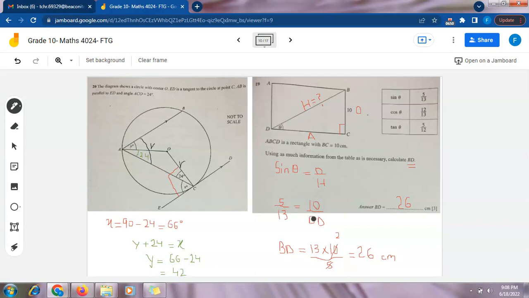Now since we have to find the value of BD, we will use the cross multiplication technique. BD will be shifted over here, and BD will be multiplied with 5, and 13 will be multiplied with 10. Since we have to find the value of BD, we will shift this 5 to the other side. So the equation will look like this: BD is equal to 13 multiplied by 10 divided by 5. 5 times 1 is 5, 5 times 2 is 10, so this is 2 and 13 in the numerator. So 13 multiplied by 2 is 26 centimeters. So the length of BD is coming out as 26 centimeters.